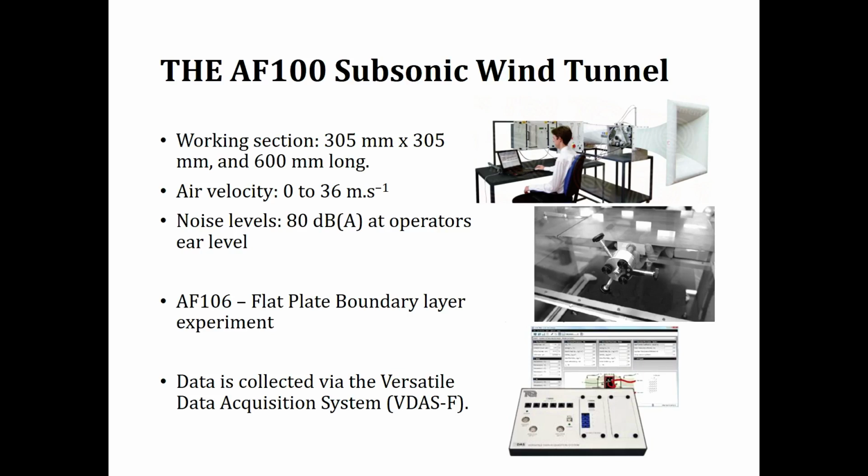The experiment itself uses the flat boundary layer plate, which will already be set up inside the wind tunnel. You don't need to adjust anything this time. It's set at 0 degrees, so there's nothing to actually change on the wind tunnel itself. And the data is again collected via the same system, just set up slightly differently for the boundary layer experiment.